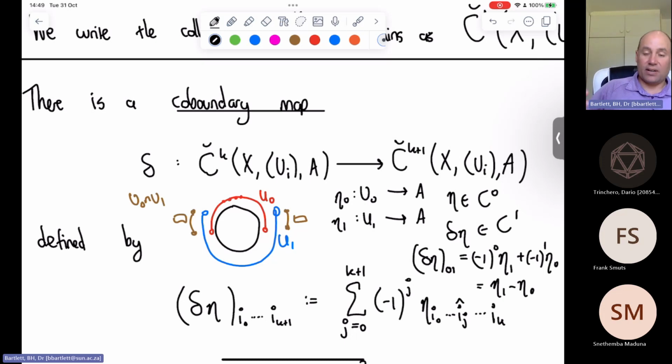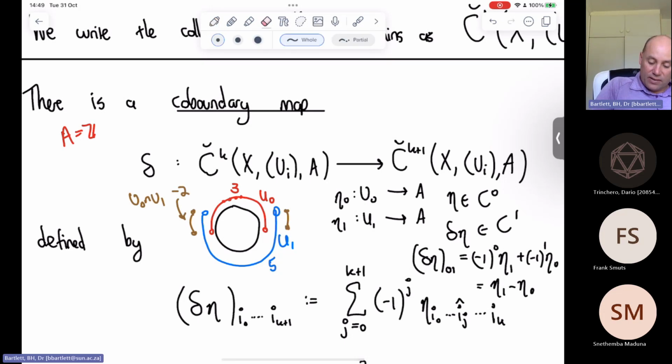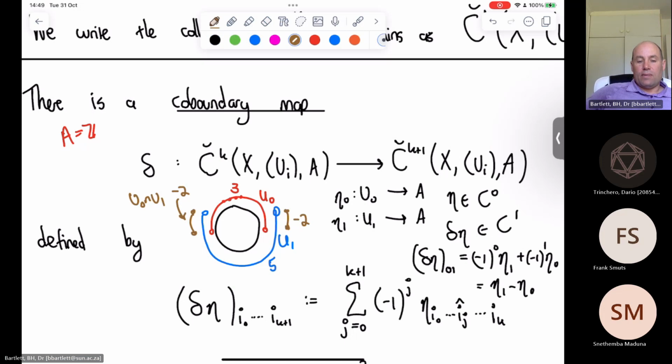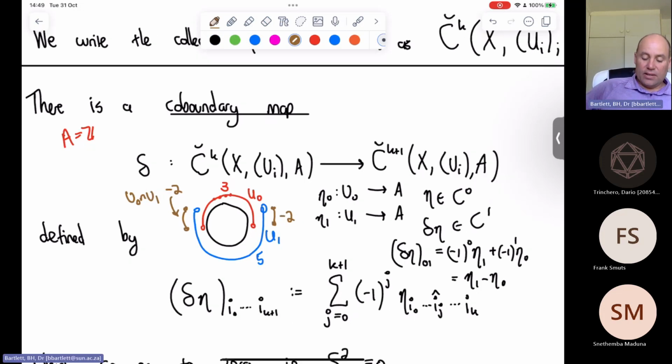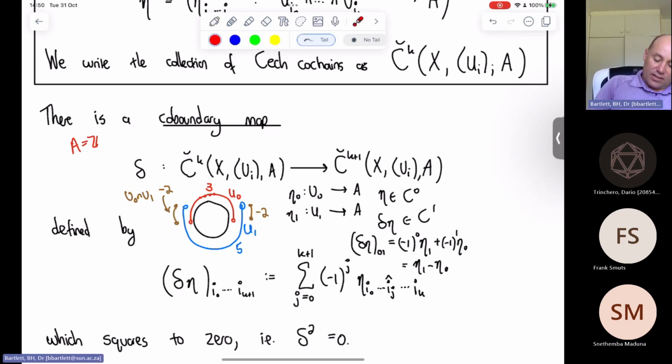Okay, is that clear? So given a red locally constant function, a blue locally constant function, I've got a brown locally constant function on that intersection defined in this way. So for example, if the abelian group A was Z, and this guy here was 3, and this guy here was 5, then this guy here would be 3 minus 5, which would be minus 2 here and here. Anyhow, if you square that, then you'll see that you get 0, because these minus signs are going to sort of cancel each other out as usual.